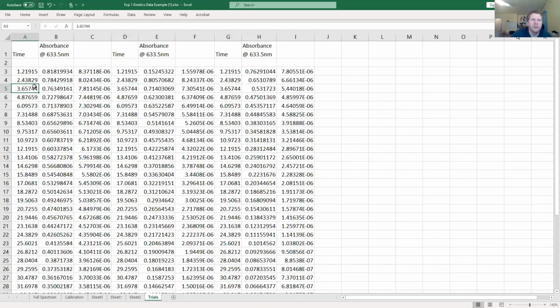Right now, I've highlighted the third time point, 3.65744, for my 500 microliters of bleach, half a milliliter of bleach. I've got the exact same time point for my one milliliter of bleach, and then I have the exact same time point for my 1.5 milliliters of bleach.